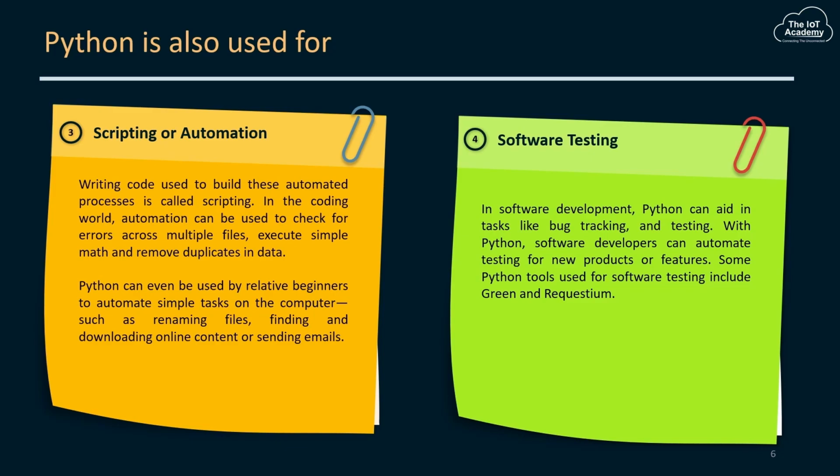Software testing. In software development, Python can aid in tasks like bug tracking and testing. With Python, software developers can automate testing for new products or features. Some Python tools used for software testing include Green and Requestium.